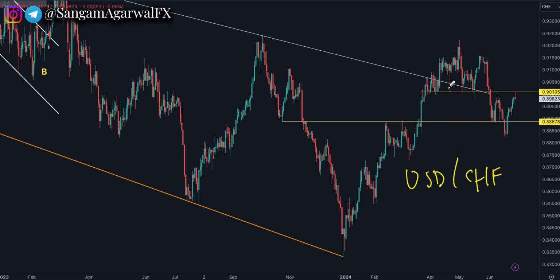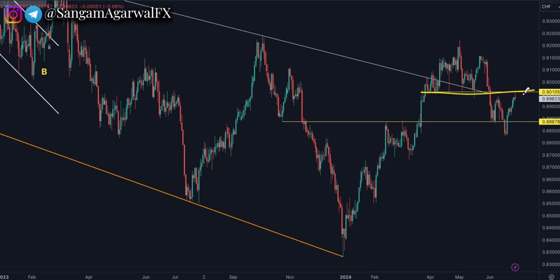USDCHF daily time frame, you have static horizontal resistance. First it broke out at a support, now retesting again. So you have clear static horizontal support and resistance. You can see a retest of resistance and targeting a new lower low.